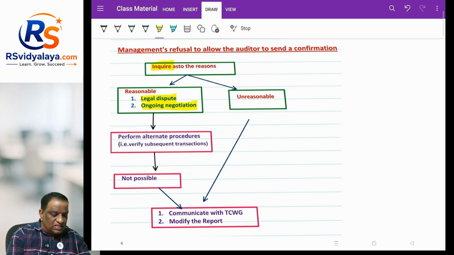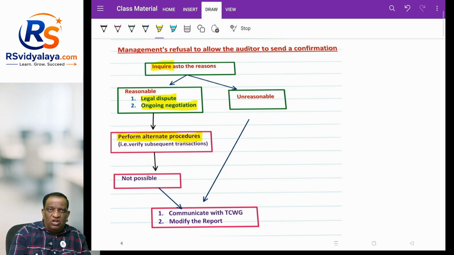So if these reasons are not there, but still the client says don't approach them, then there is a clear fraud risk. But if these are the reasons, because the legal dispute is already going on, and therefore the client doesn't want you to send any communication, it is understandable. That is why it is reasonable. Because it is reasonable, what should I do? I will perform alternate procedures, that is, verifying subsequent transactions, etc.